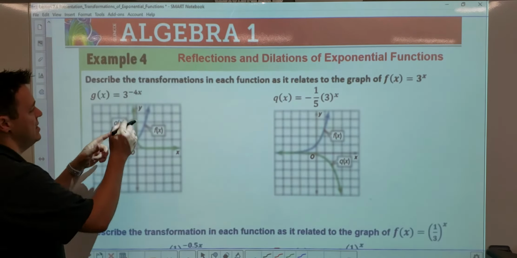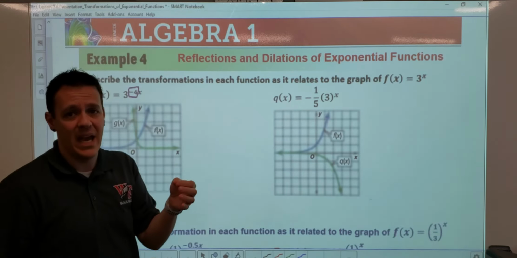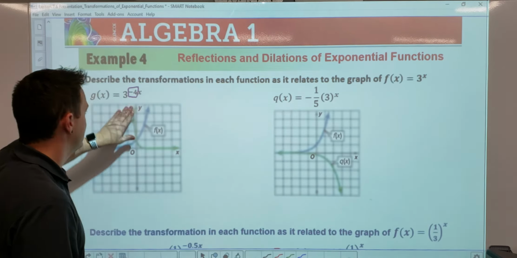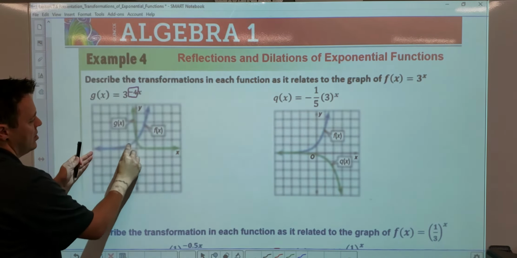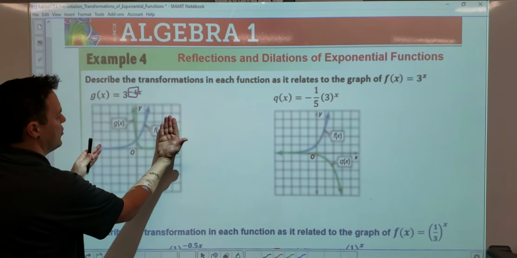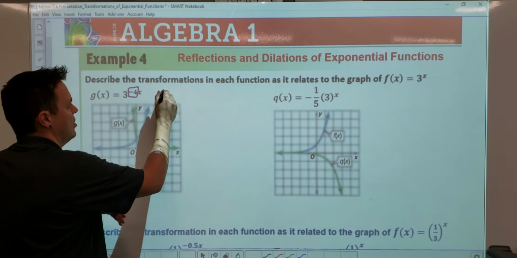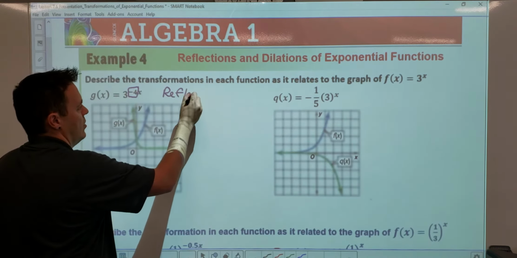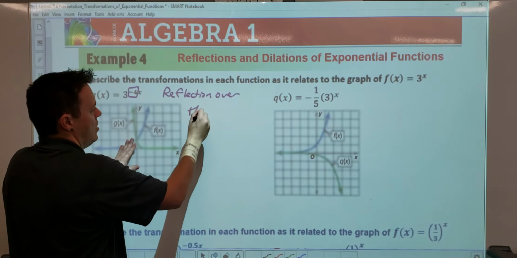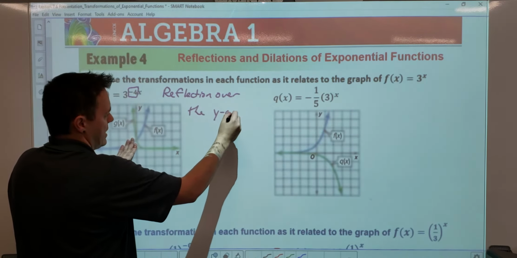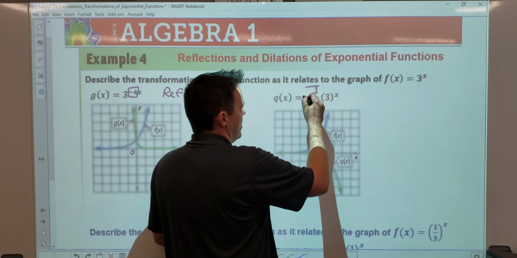So the big key is this term right here, the negative term that's associated with the x. When you see that negative term in front of the x, what is this graph doing? f of x is right here, and what this graph is doing is flipping over and going the opposite direction. So it's a reflection over the y-axis, okay?